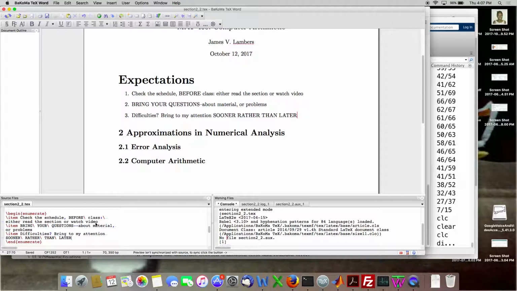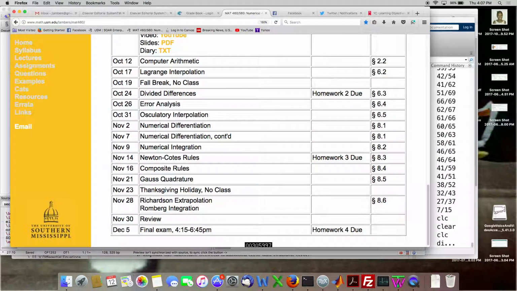And the thing is, as far as what's going to happen, this is something that I'm not yet setting in stone because this deals with your grade. Okay.